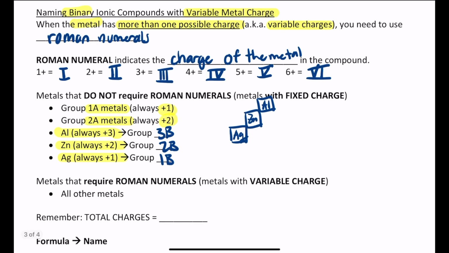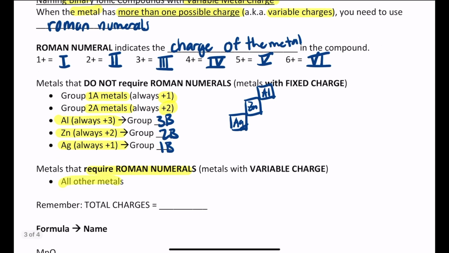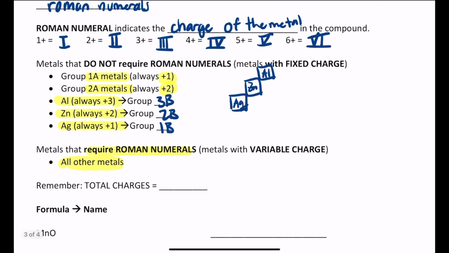Now, the metals that do need a Roman numeral in the name, things we'll have to figure out what the charge is based off of the formula, is any other transition metal. Just anything in the middle of the periodic table that's not what we already mentioned. Anything from vanadium to manganese to iron to copper to nickel. All of these will need Roman numerals.